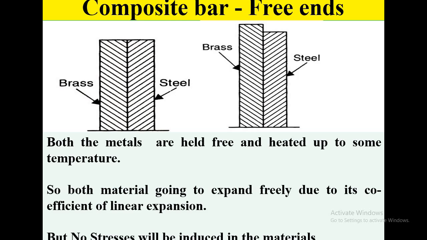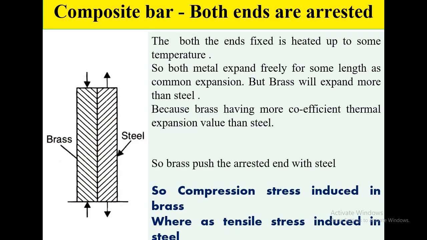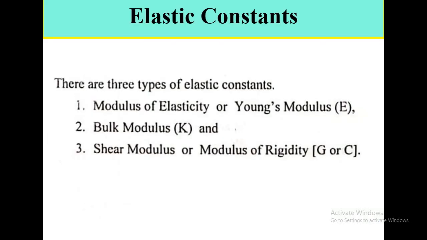Suppose we are arresting the ends of the metal, means when we heat, the brass is going to tend to expand more than the steel, but the ends are arrested. So there is a compressive stress involved in the brass and tensile stress induced in the steel.